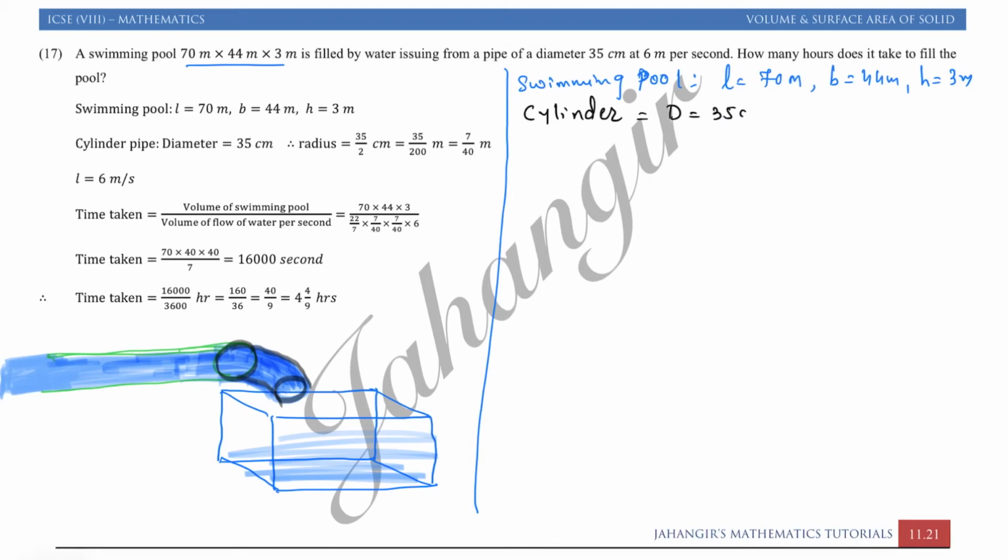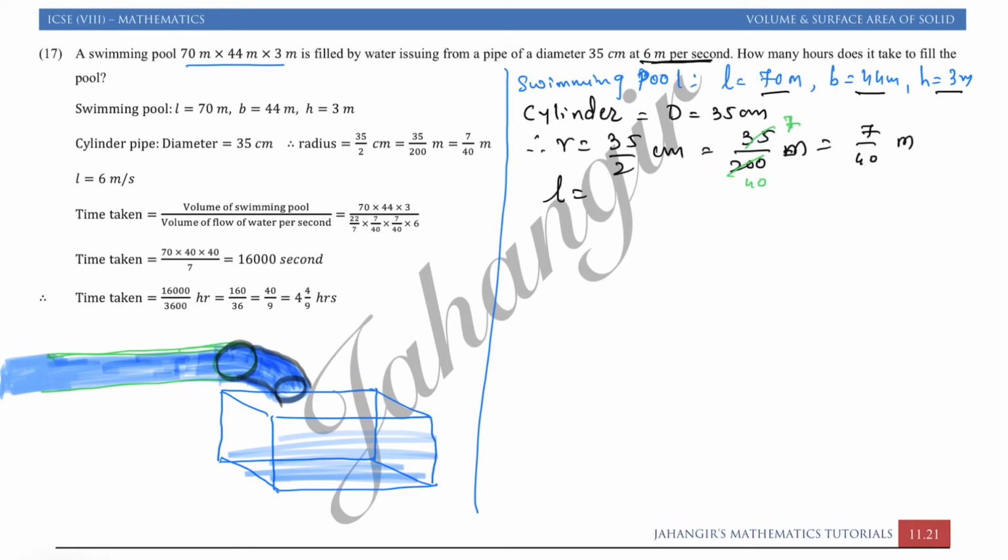diameter of pipe is 35 centimeter, therefore radius is equal to 35 by 2 centimeter. Now since the swimming pool's length, breadth and height is in meter, I can convert centimeter into meter: 35 by 2 divided by 100 to convert into meter, and then cancel out, what you are getting is 7 by 40 meter. And its flow of the pipe is 6 meter per second.